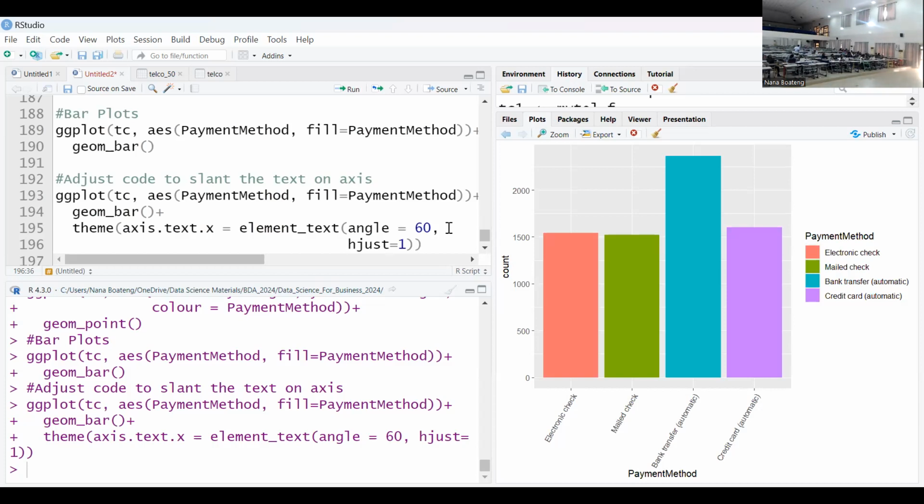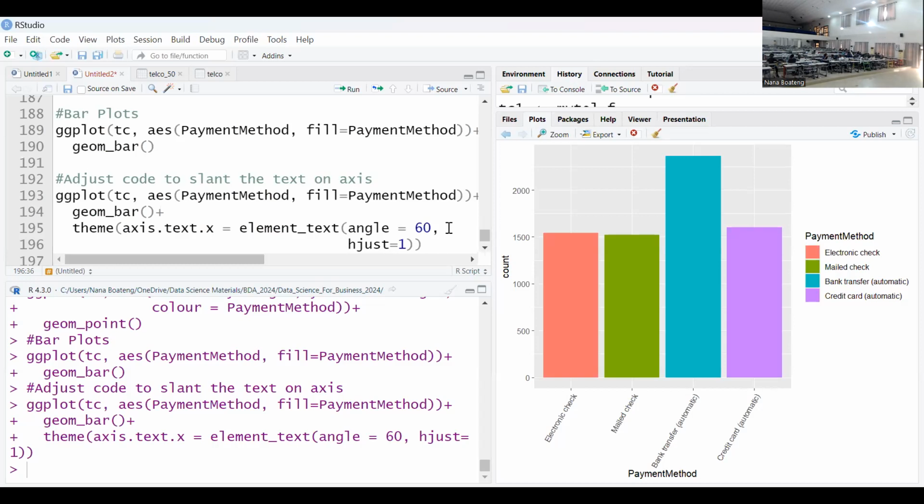Nana, please. Yes. My charts don't have the colors. Did you use the fill argument? Fill is equal to payment. Yes, I did. So if you use it, you have colors. The first one, the one we did without the adjustment of the theme, that one too didn't give me colors. To add the fill to it.